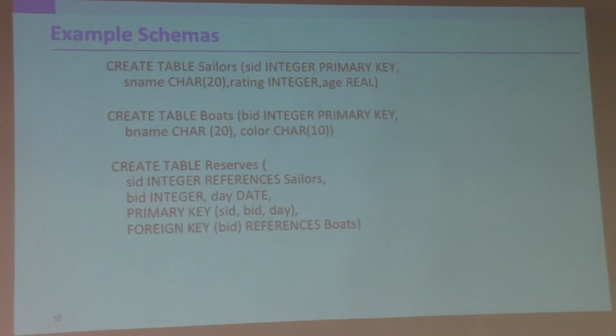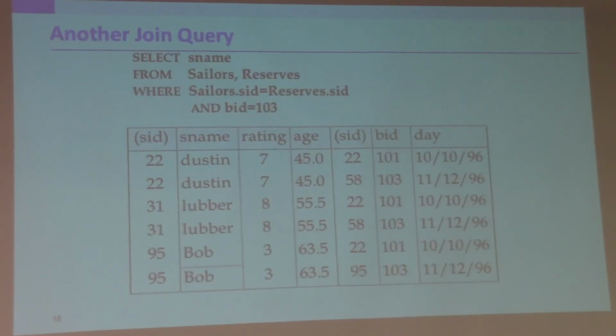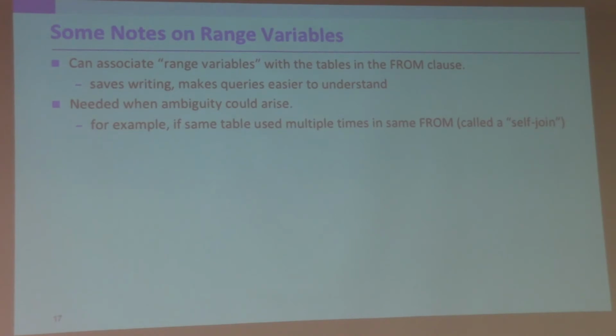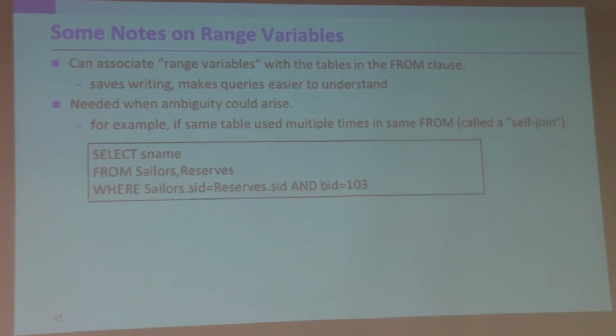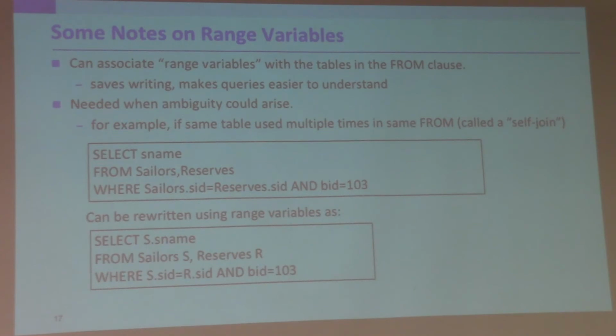Now let's come to the example schema and the join query. Till now I haven't specified anything about the range variables. So when you specify something like this: select sname from sellers, reserves where sellers.sid equals reserves.sid. Till now I have written this as sellers as S and reserves as R. So these are the range variables, S and R.